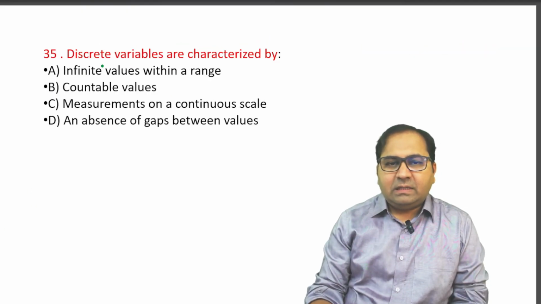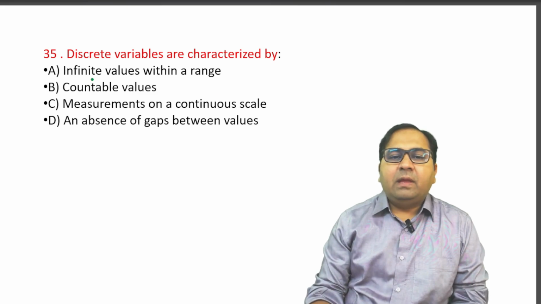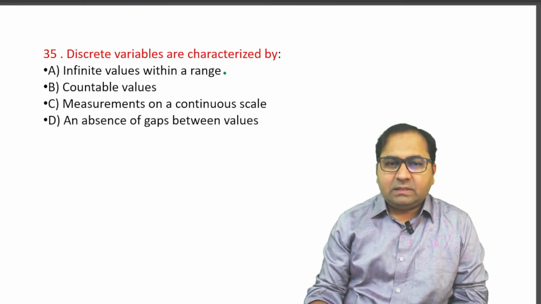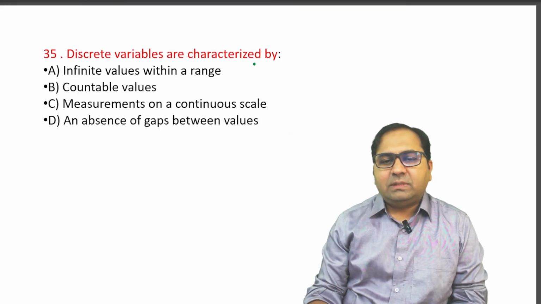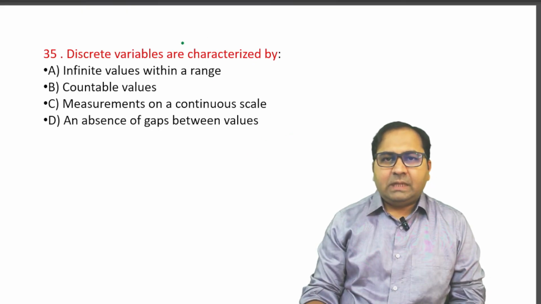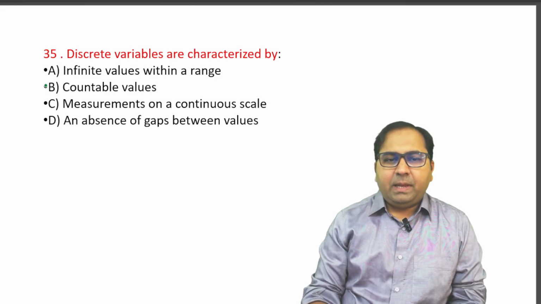Next question. Discrete variables are characterized by what? Options are A. Infinite values within a range, or B. Countable values, or C. Measurements on a continuous scale, or D. An absence of gaps between the values. So the discrete variables are characterized by what? The answer for this question is B. Countable values. Discrete variables are characterized by the countable values.